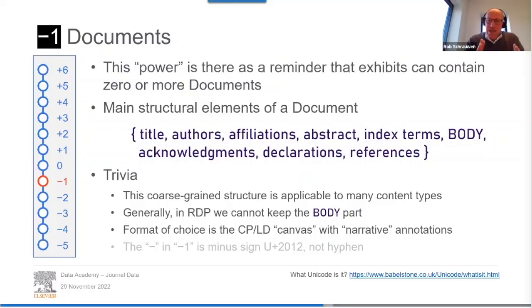In general, we can't keep the body part, but we have it in the beginning for some open access content or certain regulations with other publishers. We have it forever, but in some cases we have to discard it after 6 months or so, or some agreed period. Nevertheless, we can use it to create concept annotations or do classifications. That is possible, but in general we look at everything except the body. And the format of choice here is the content profile, linked data, canvas with the annotations. I'll come back to that later.